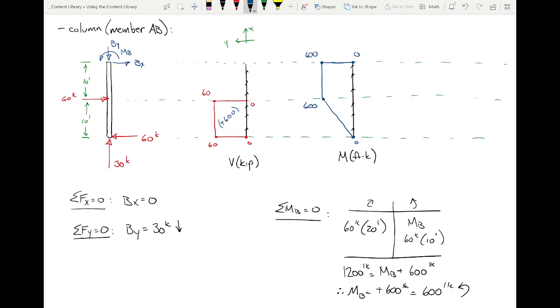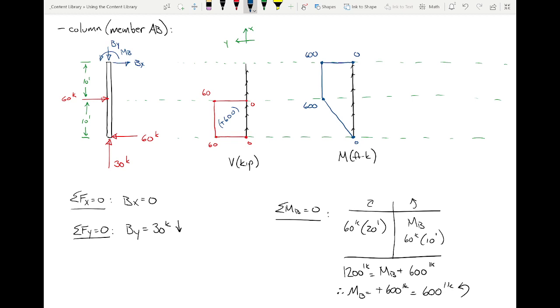Why do we have a drop here? Because we have a moment of 600 right there. That's it. If you understand all the other stuff we did, this is simple. It's really not that difficult. This is why I've traditionally not spent a lot of time on shear and moment diagrams of frames, because there's not a lot to it.